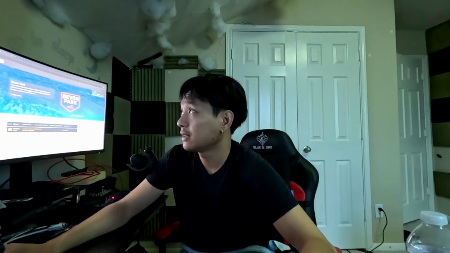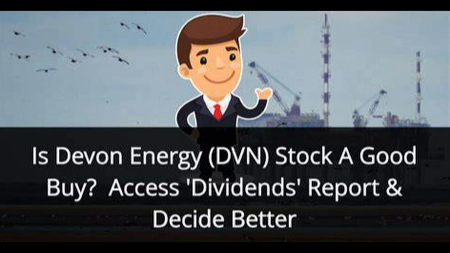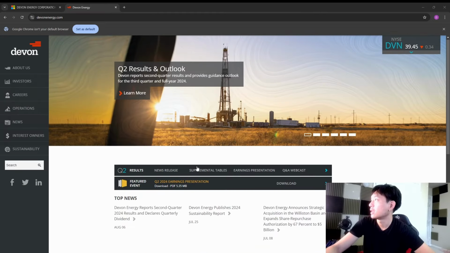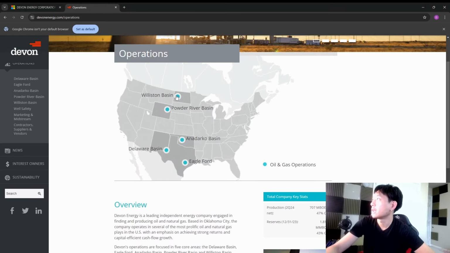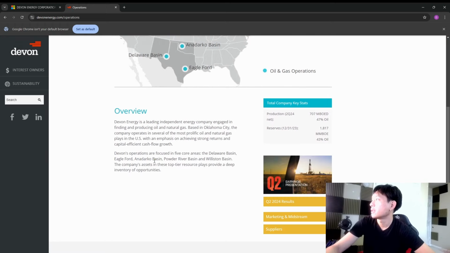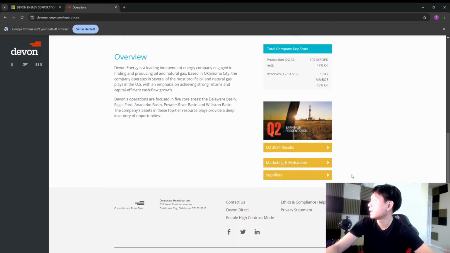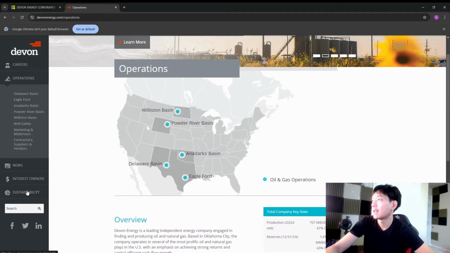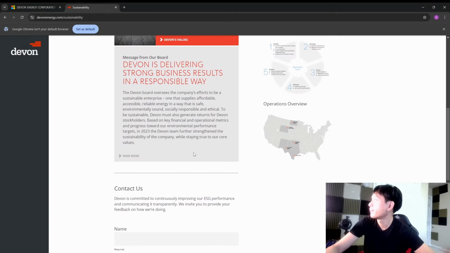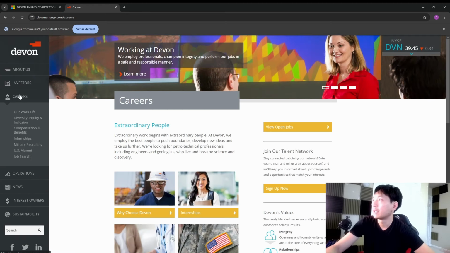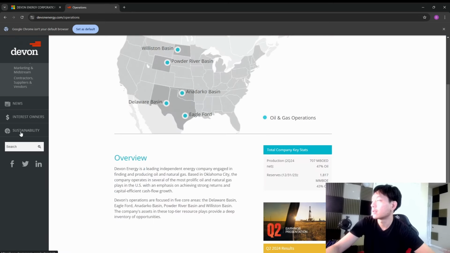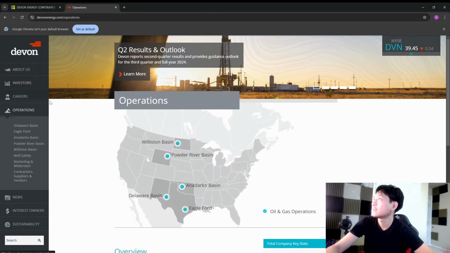Now, this stock, Devon Energy, is another energy company that gives a pretty good dividend yield. Their operations are in North Dakota, it looks like, and Oklahoma, and they produce oil, and they have a sustainable energy program. They're just an energy sector company. They're not an innovation company or anything like that. They're pretty much just an oil and gas operation company.